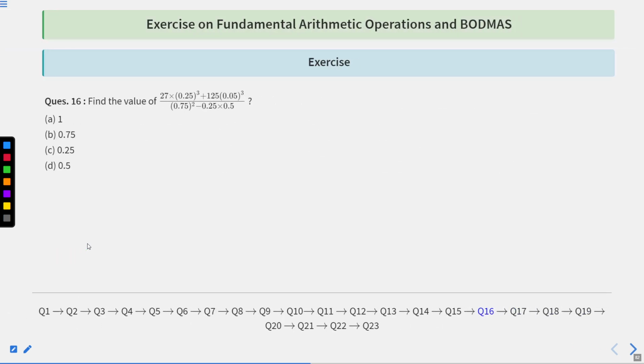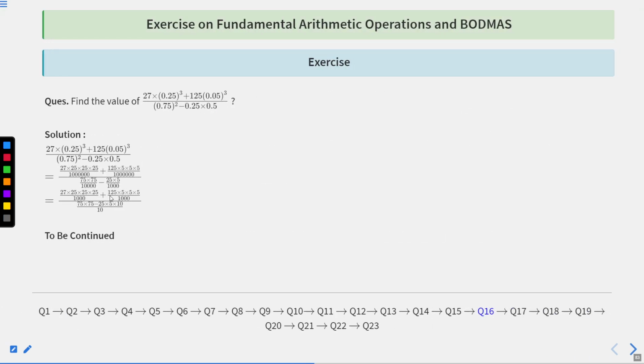So in question number 16, it says find the value of 2 into 0.25 cube plus 125 times 0.05 cube upon 0.75 square minus 0.25 times 0.5. So simplifying it, we will have 27 into, we are writing 0.25 as 1 upon 100. So 1 upon 100, 0.25 inside cube.